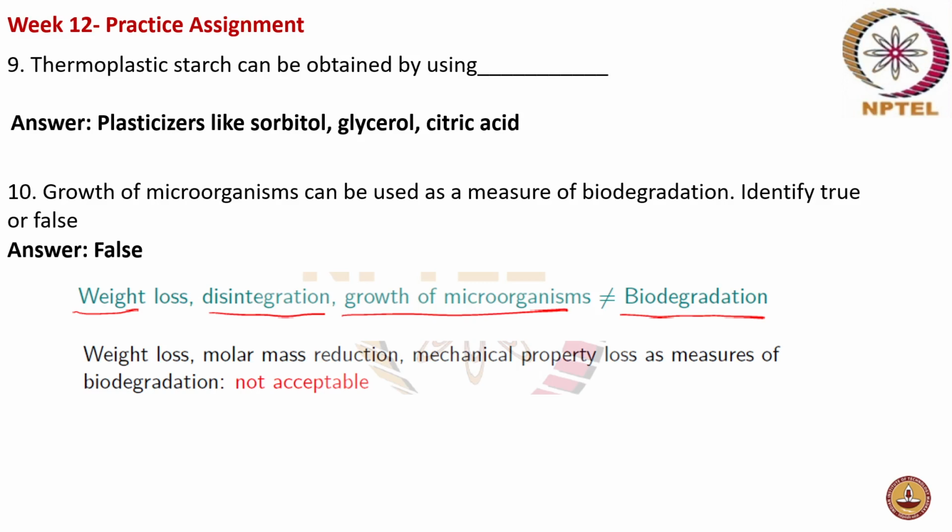Even in your biodegradation claim lecture there was this sentence mentioning that weight loss, molar mass reduction, or mechanical property loss are not measures of biodegradation and cannot be accepted as biodegradation. There might be some other kind of degradation happening in the material for different reasons, like thermal aspects or oxidation. But these are not accepted as biodegradation.